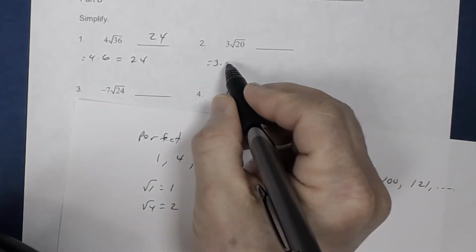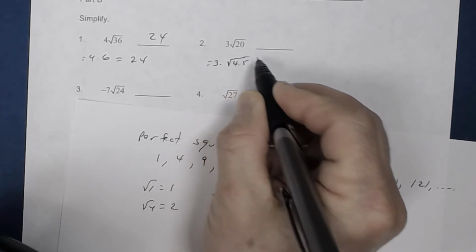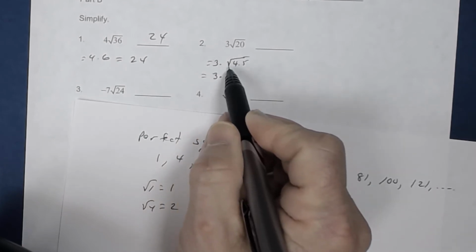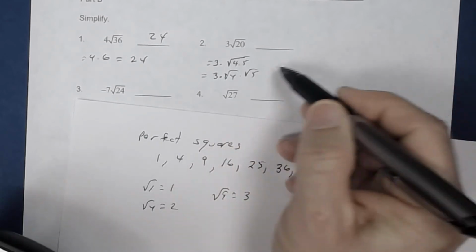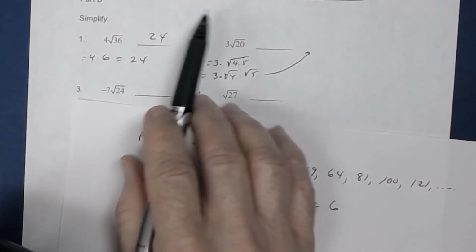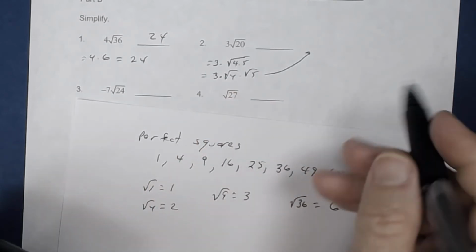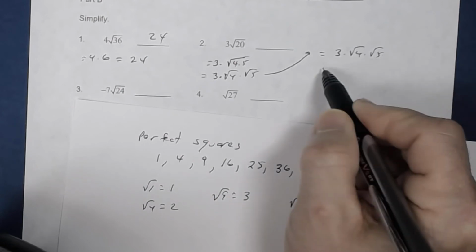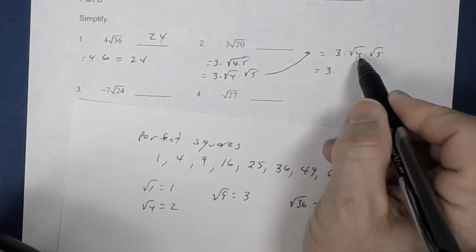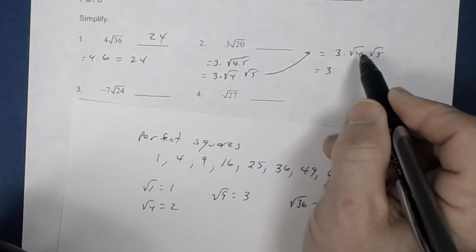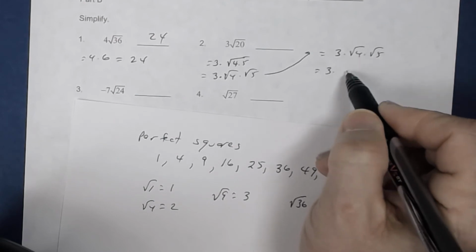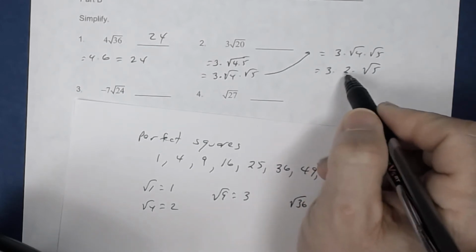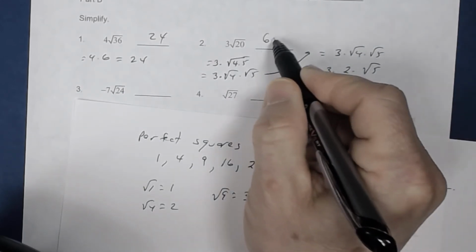So that's going to be the square root of 4 times 5, right? 4 times 5 is 20. And then I'm going to rewrite this as 3 times the square root of 4 times the square root of 5. Nowhere in here did it say show work, but basically you have to do something like this. Since 4 is a perfect square, the square root of 4 is 2. So I have 3 times 2 times the square root of 5. Can I simplify the square root of 5? No. So 3 times 2 is 6, and I get 6 times the square root of 5.